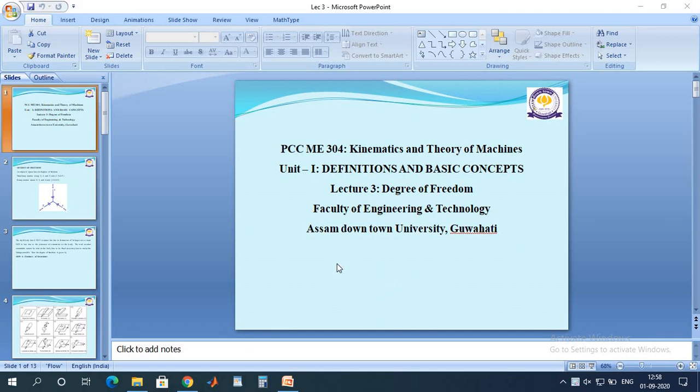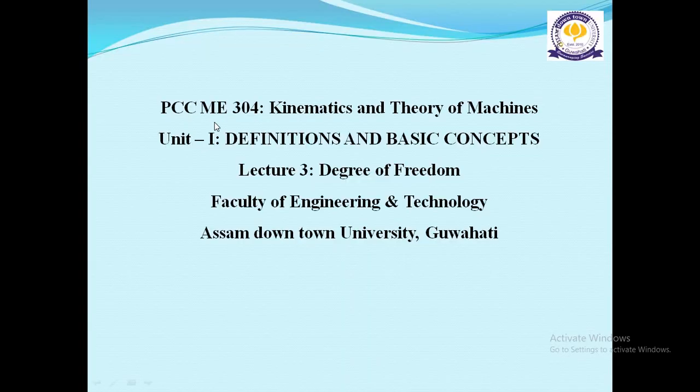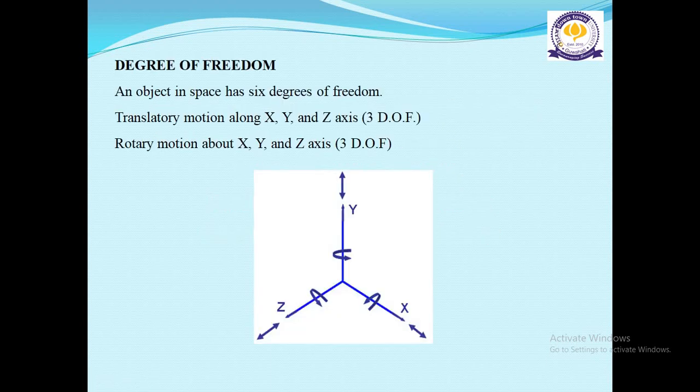Hello everyone, today we are going to another topic, that is degree of freedom. Now, degree of freedom. Here you can see three axes, that is x-axis, y-axis and z-axis. So an object in space has 3 degrees of freedom.